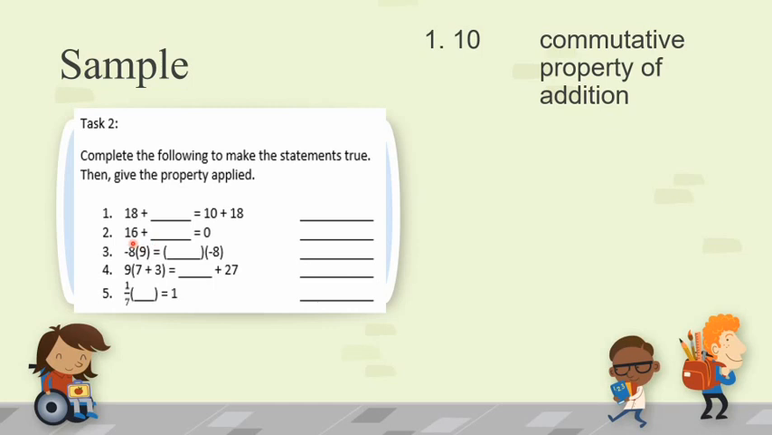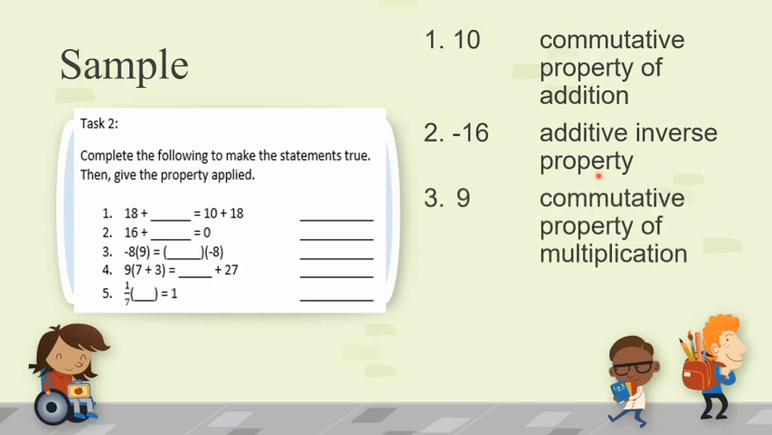Now for question number 2, we have 16 plus blank is equal to 0. So what number should be added to 16 so that the sum will be 0? And what property will be applied for this statement? So the answer for question number 2 is negative 16. Why negative 16? Because if we add a number to its additive inverse, the sum is always 0. So 16 and the additive inverse is negative 16. So 16 plus negative 16 is equal to 0. And the property applied is additive inverse property.